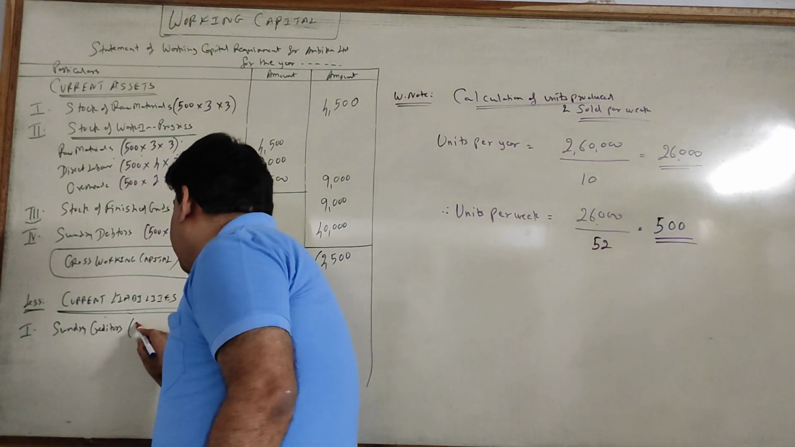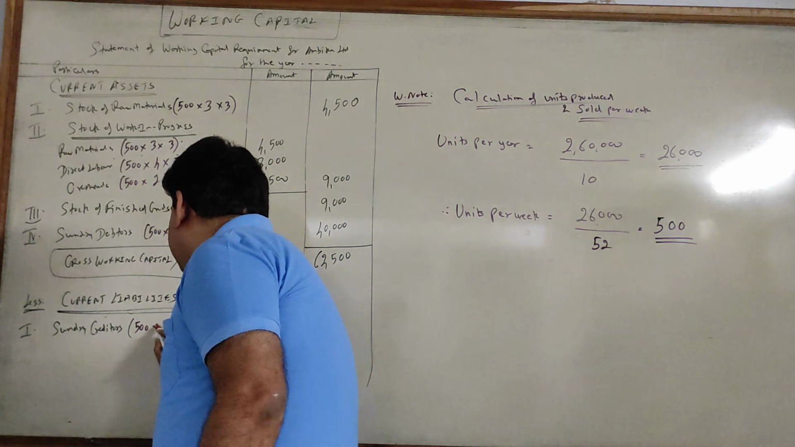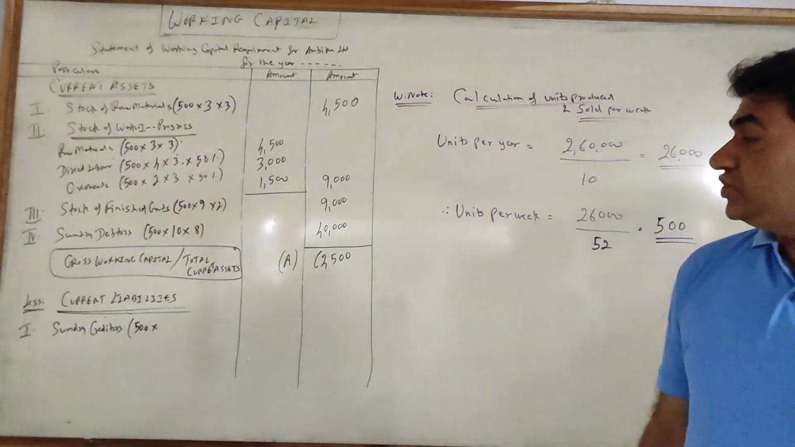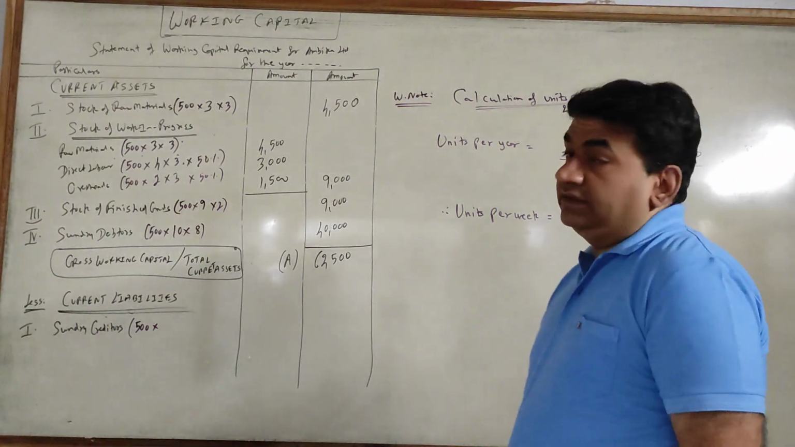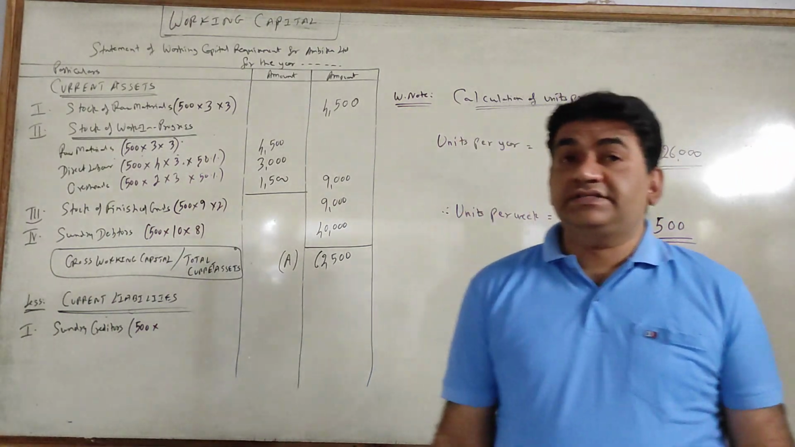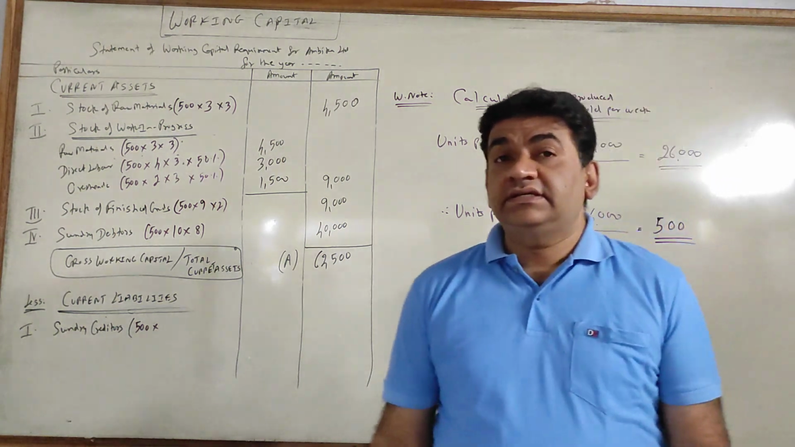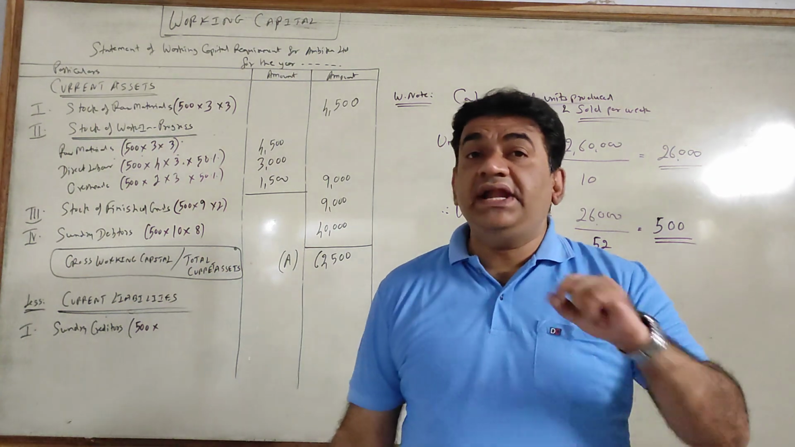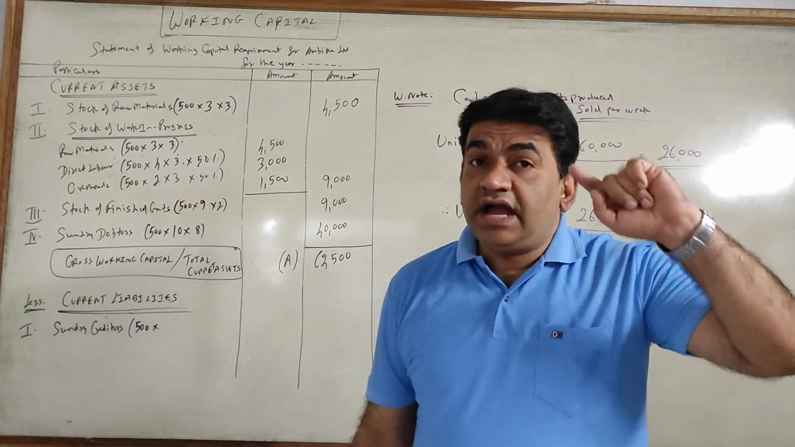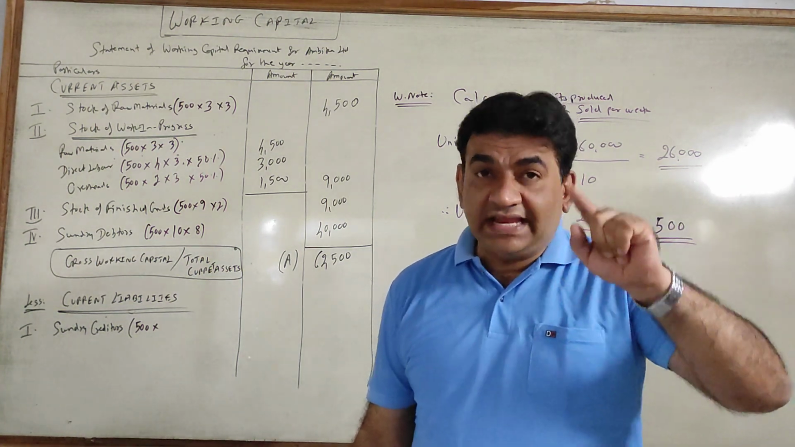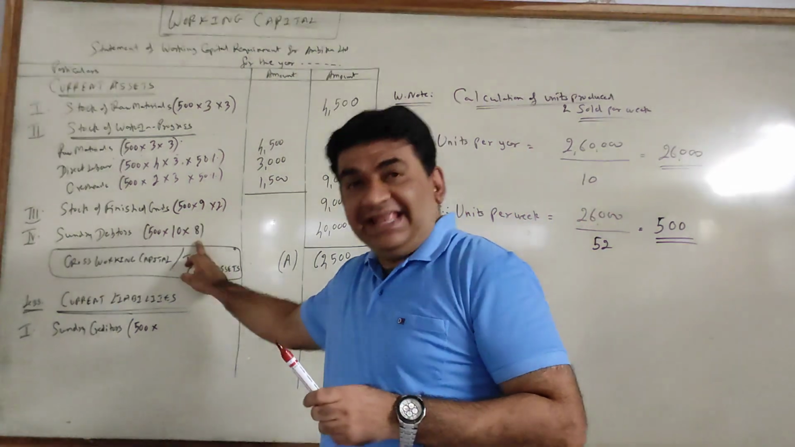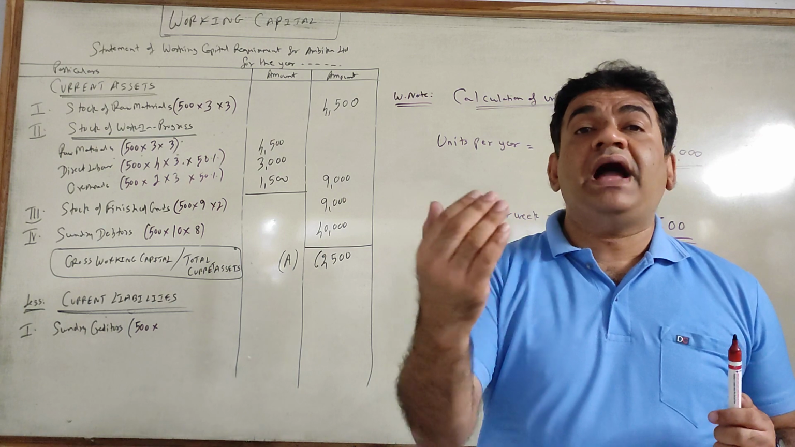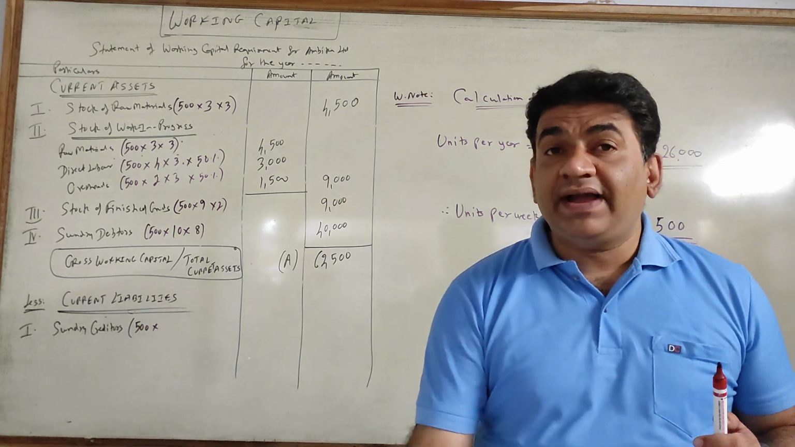Sundry creditors. Again the same thing. Units 500 into what is the cost of raw material per unit? Why raw material? Understand this. Who are creditors? Okay. Debtors. Who are debtors? Debtors are the people to whom I sell goods. I took selling price. Creditors are the people from whom I bought goods. And what I am buying?